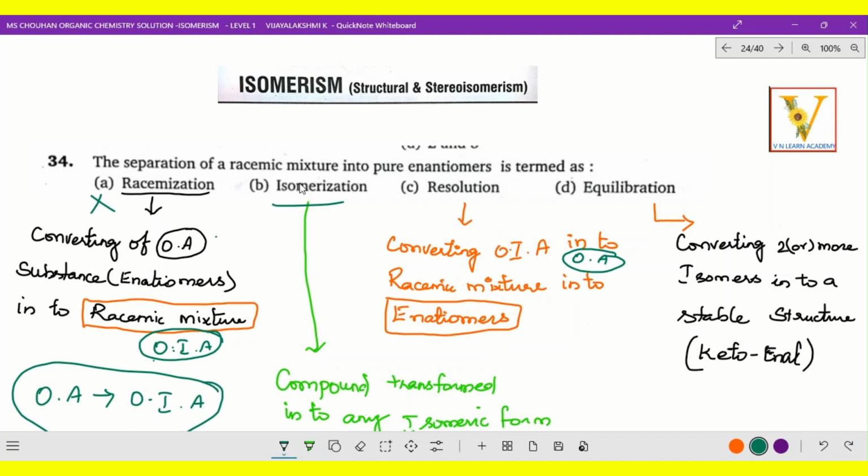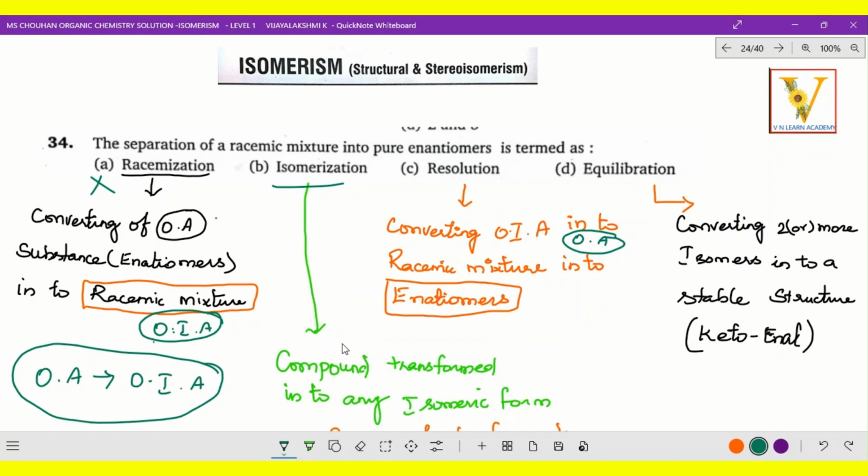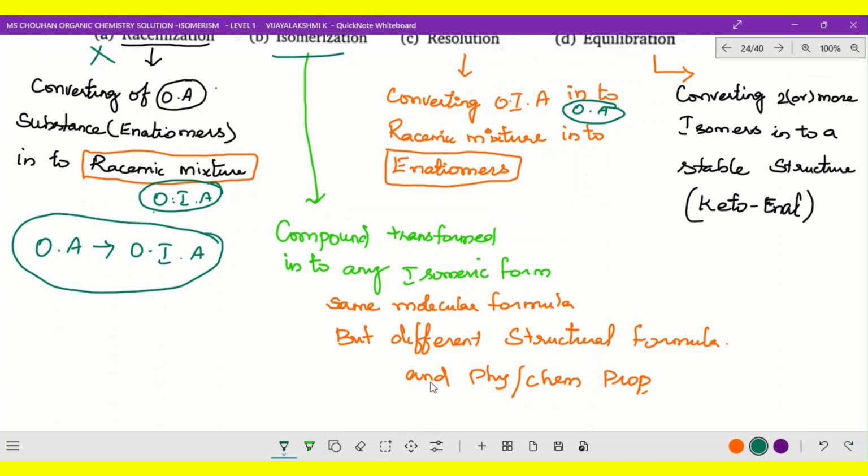And the second one, isomerization. You know very well isomerization: same molecular formula, different structural formula, and different physical and chemical properties will be there. So this is isomerization. I just gave you this idea.